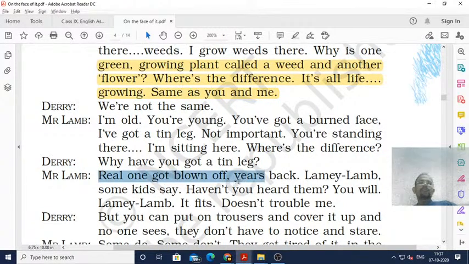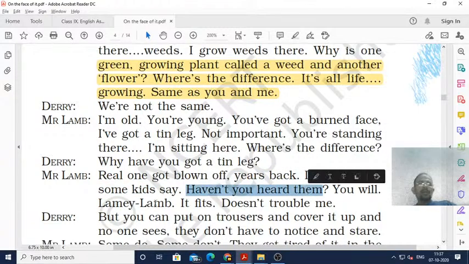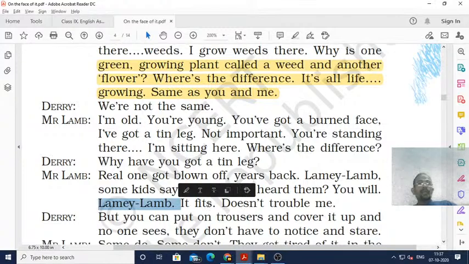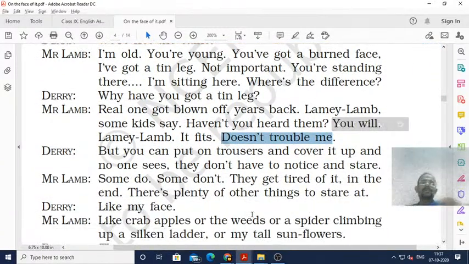Real one got blown off years back. Lay me lamb, some kids say. Haven't you heard them? You will. Lay me lamb. It fits. Doesn't it trouble me? Some children, Mr. Lamb says, call me lay me lamb because he's lame. He's got a thin leg. That is why some children call him lay me lamb.